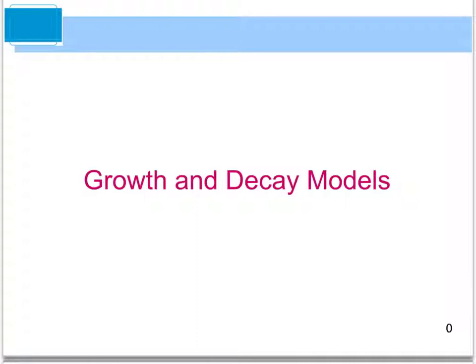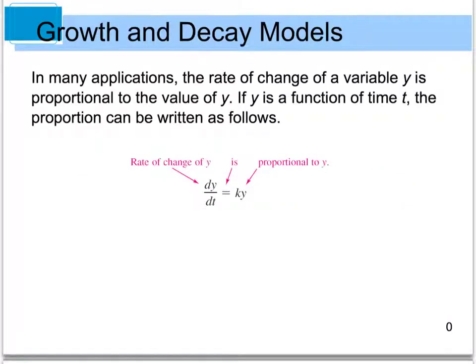The next thing we're going to look at are growth and decay models. I know you guys have had a lot of exposure to this between your science classes and your math classes, but in calc, we're going to think of growth and decay models as the rate of change in y, or the dy dt, being proportional to y. So we're going to get the equation dy dt equals ky.